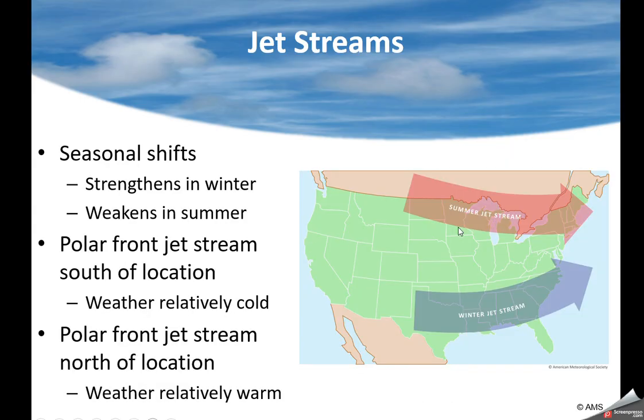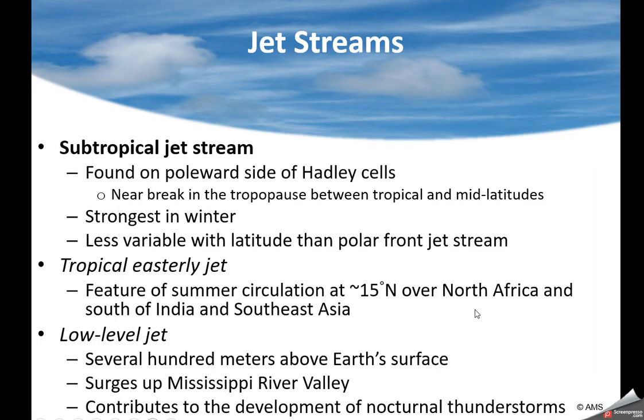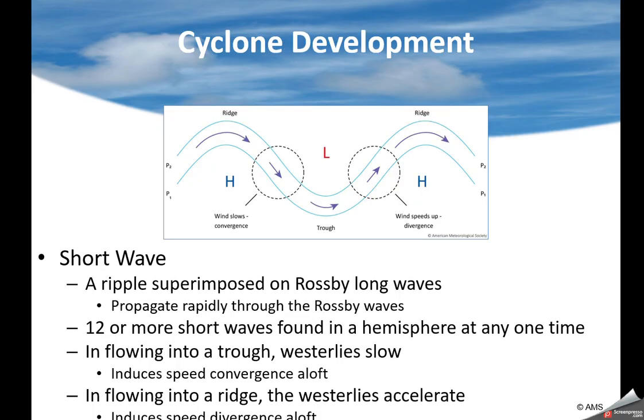You can see a seasonal shift. The polar front flips north in the summer, and the jet stream shifts north. It goes further south in the winter, and the jet stream comes south. There's also a tropical jet stream that develops in the southern Pacific. Sometimes it merges with this jet stream and causes big storms. Also, there's a low-level jet that develops right across the Mississippi River up to the north. It surges at night. Interestingly, this causes a lot of nocturnal thunderstorms for parts of the southern United States, where it produces tornadoes with those thunderstorms.